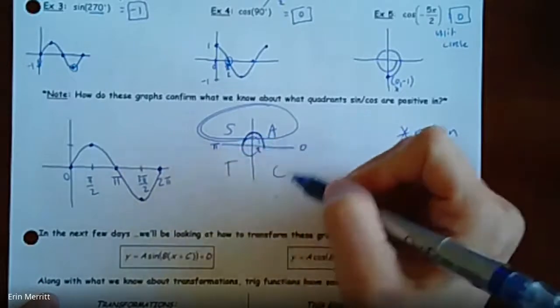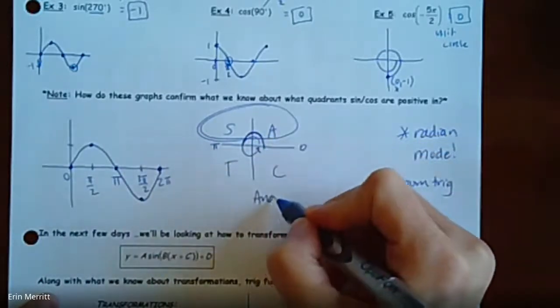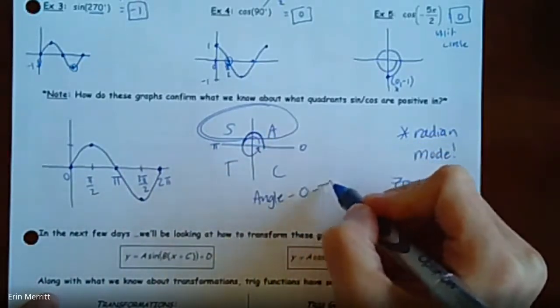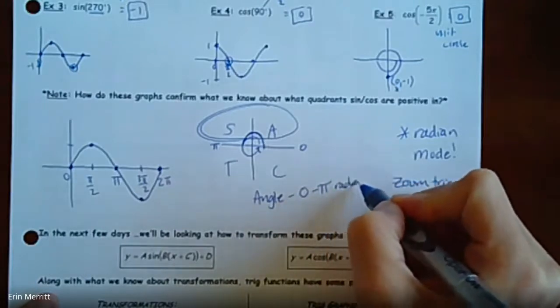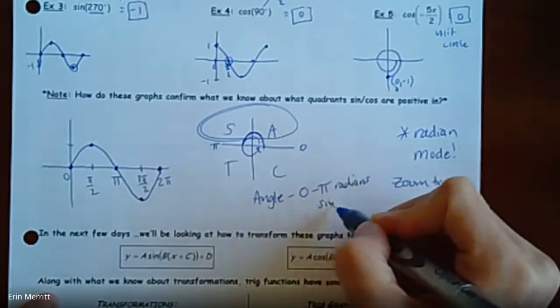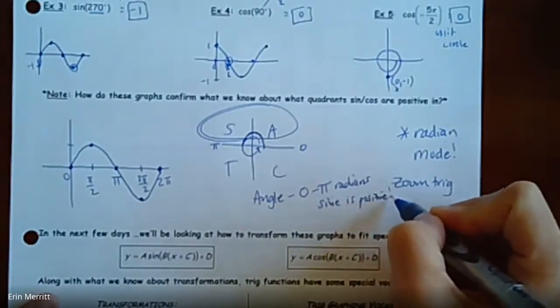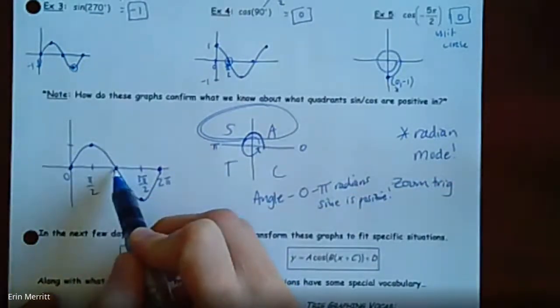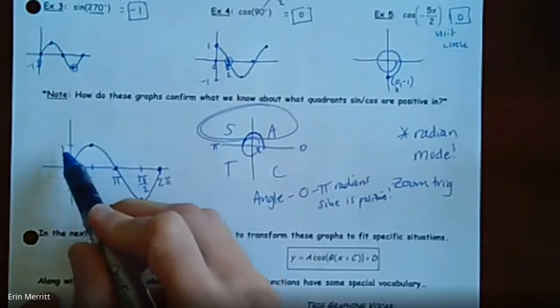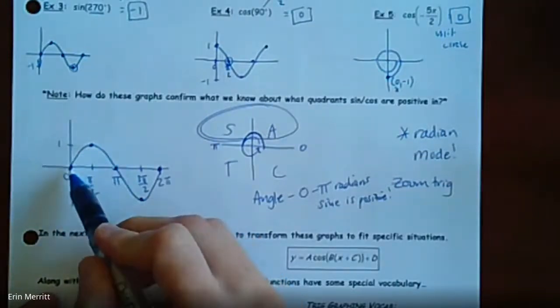So what we know is that any angle between 0 and pi radians, sine is positive. Well, look at the graph from 0 to pi. It's above the x-axis, meaning those are all positive values.